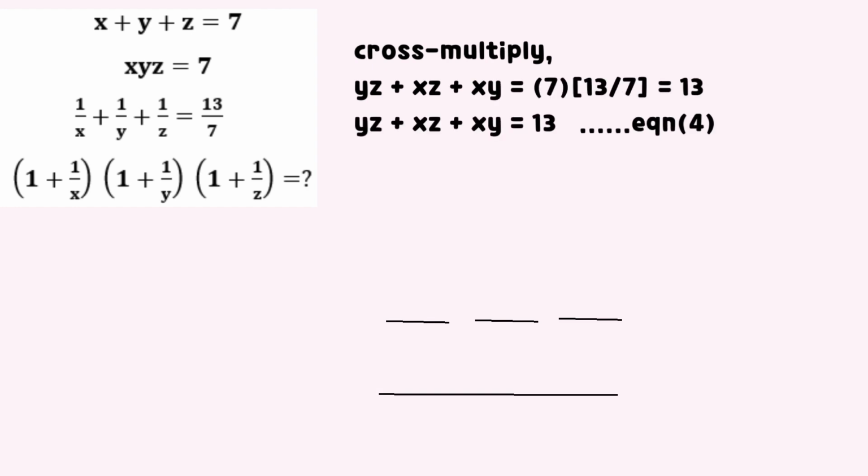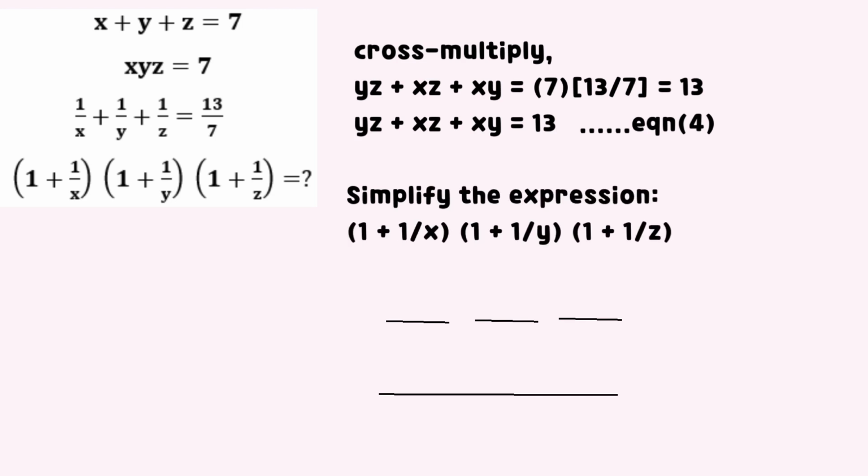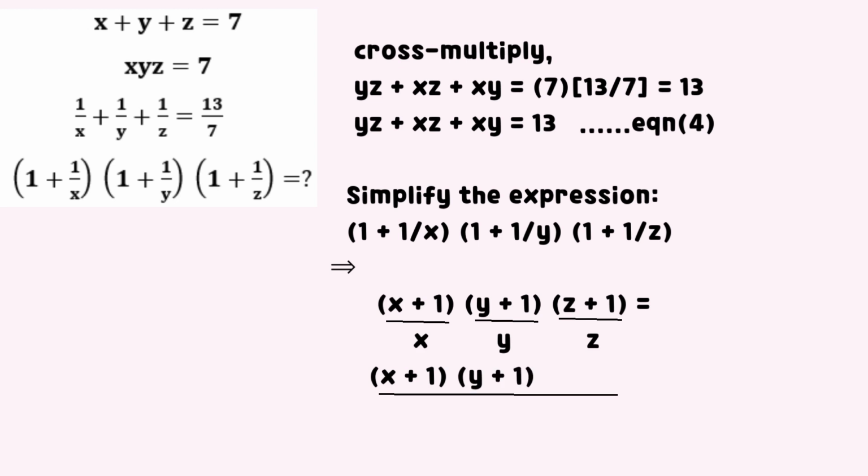Cross-multiply the new equation obtained. We have that the sum of yz, xz, and xy equals the product of 7 and 13 divided by 7, which equals 13. We call it equation 4.